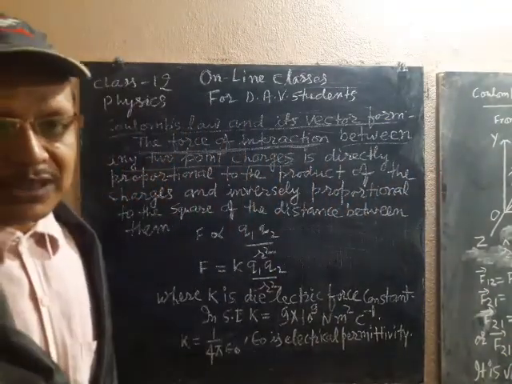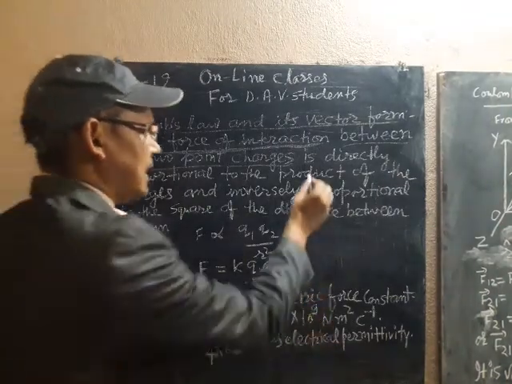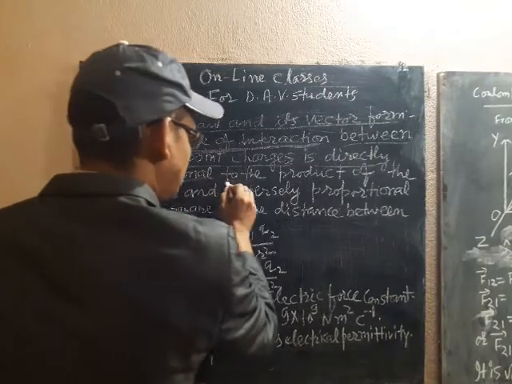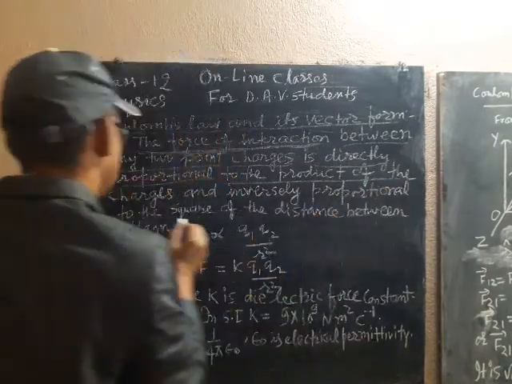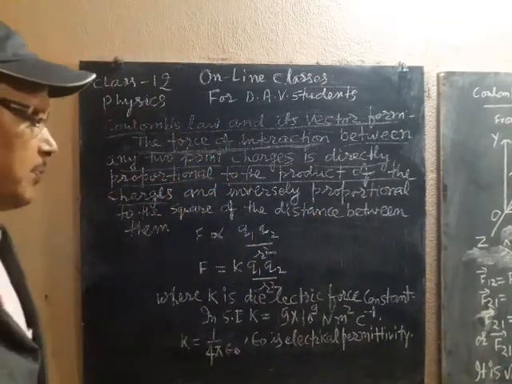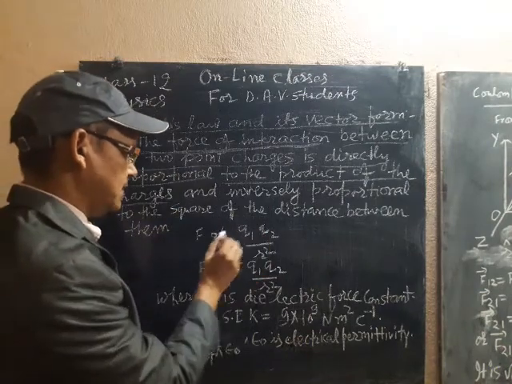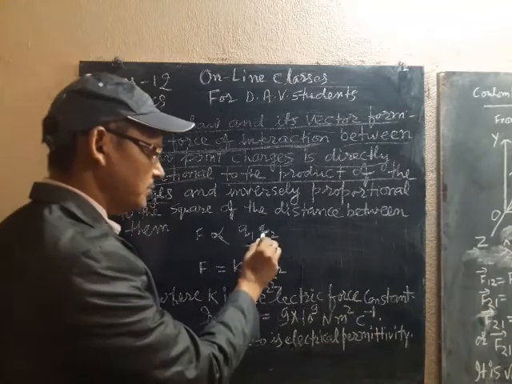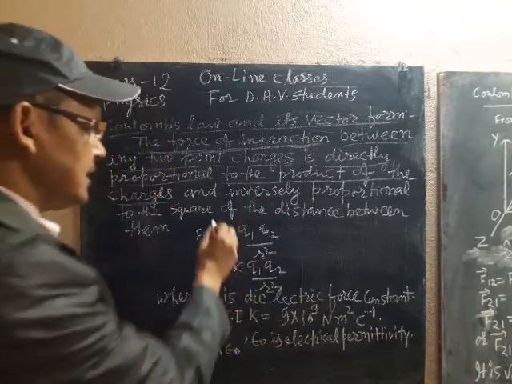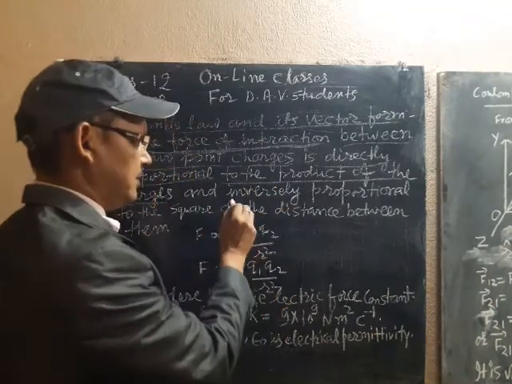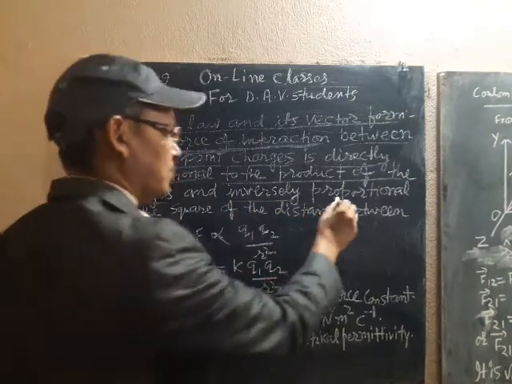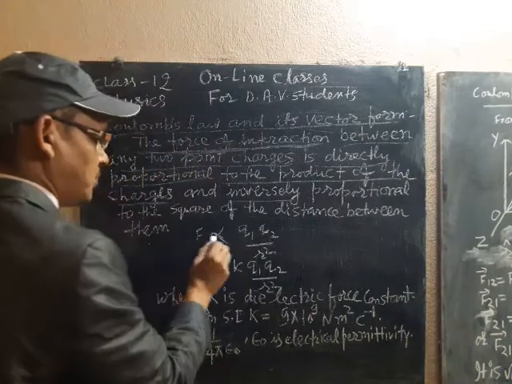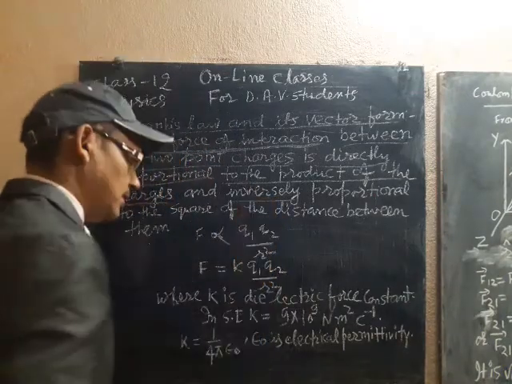Here the force is directly proportional to the product of the charges, F proportional to Q1 into Q2, and inversely, meaning 1 by, proportional to the square of the distance between them. F proportional to Q1 Q2 by R square.